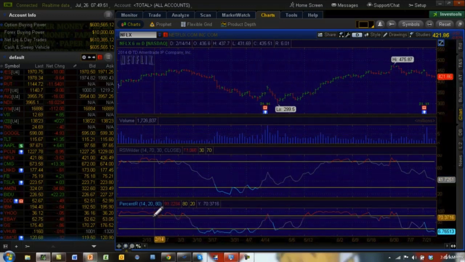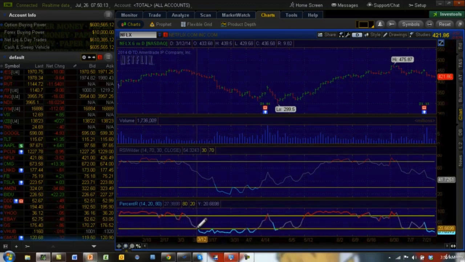The percent R is also similar. It looks back 14 days and has a slightly different default setting: 20 and 80. The percent R is a little different from the RSI, and it may actually be a little more helpful in the sense that when the percent R goes to oversold, it doesn't really mean the stock is going to turn around. In fact, it's telling you the opposite. It tells you that the stock has entered a bearish mode.